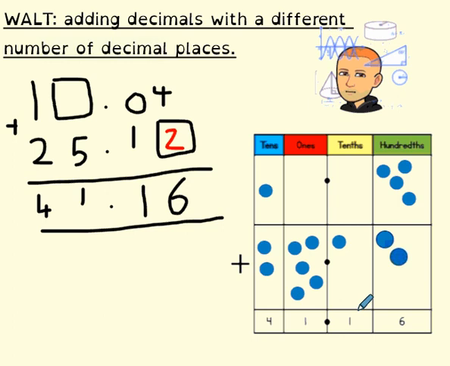So the ones column. At first, it might be slightly confusing because you might be thinking, how can 5 ones, which I've got written here and I've got represented here, add something to give me 1, which is what I've got, 1 in my ones column.